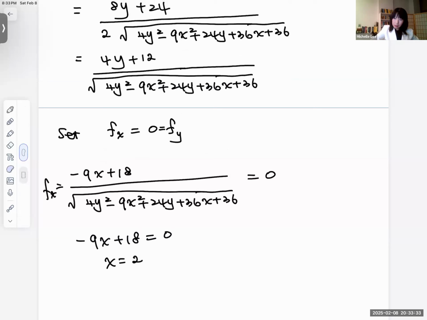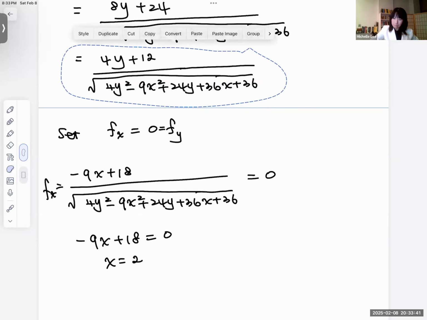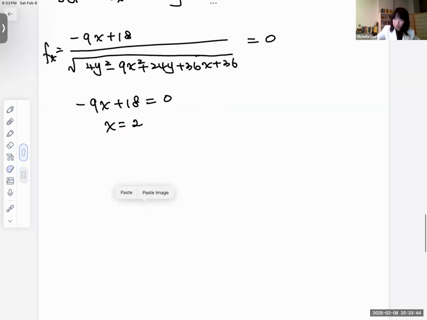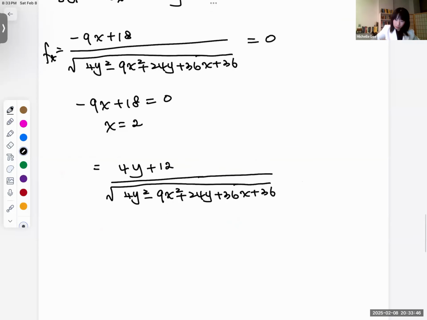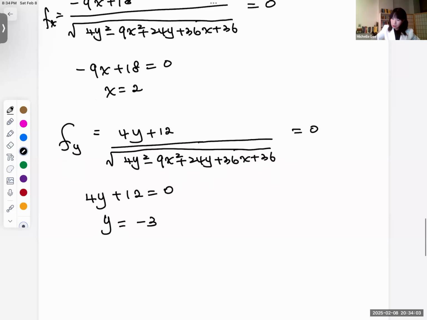Now we have the partial derivative with respect to y equal to 0. Then we have 4y plus 12 equal to 0. Okay, y equal to what? Negative 3. Okay, so let's make a critical point this way. Critical point, we get 2 and negative 3, right?